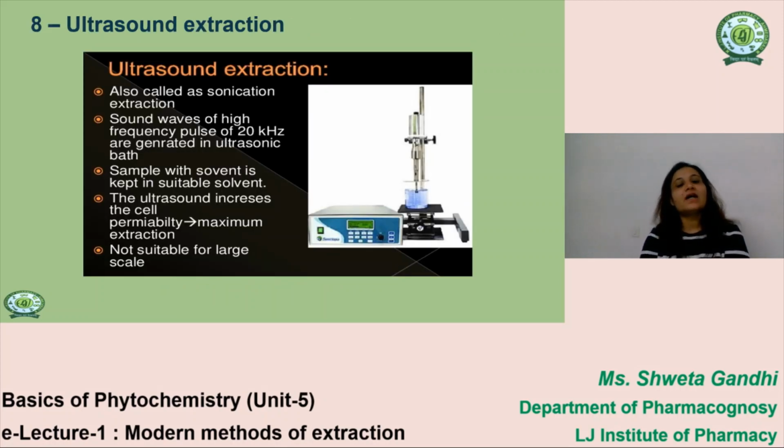The next extraction is the ultrasound extraction. This extraction is basically used for small scale extraction. As the name suggests, ultrasound means the extraction is done with the help of sound waves and frequency. As you are seeing in the assembly, the sample is kept in the solvent in the beaker, and with the help of sound waves, high temperature and frequency, the extraction is carried out. We get the maximum extraction in ultrasound extraction.